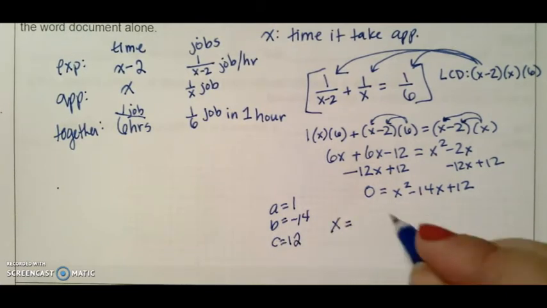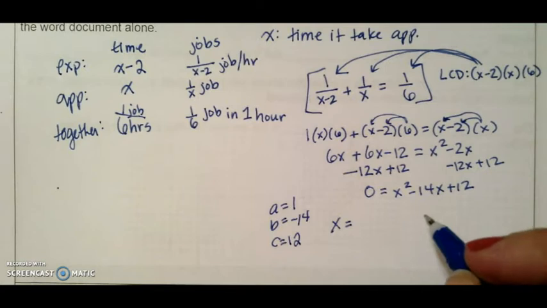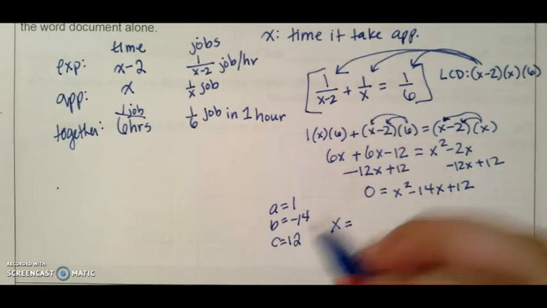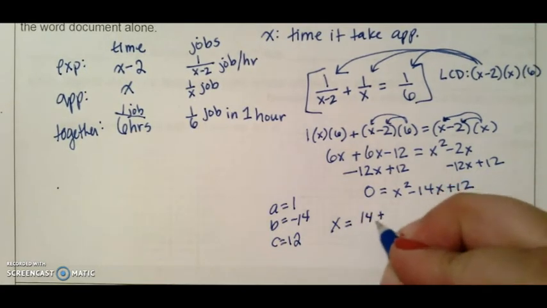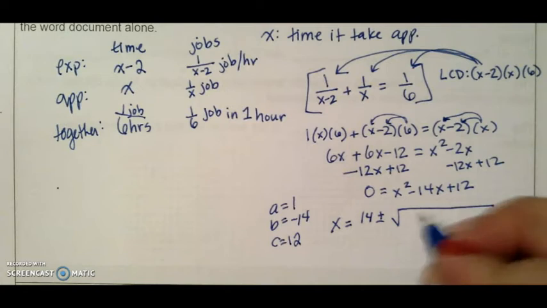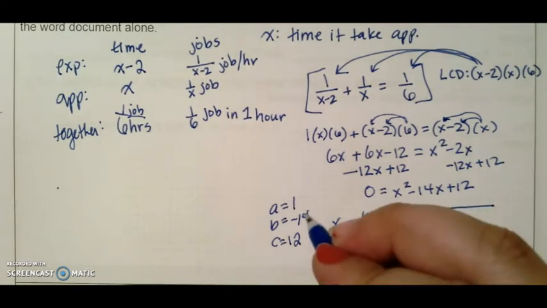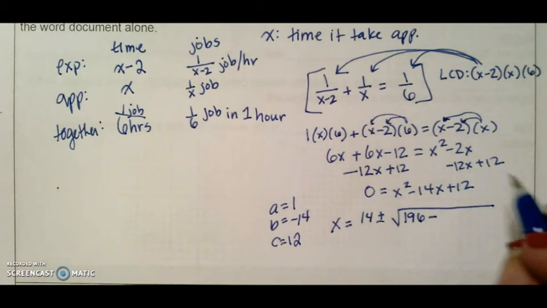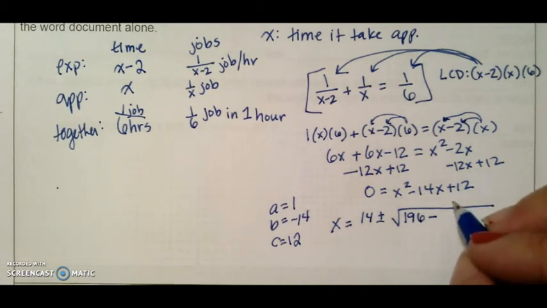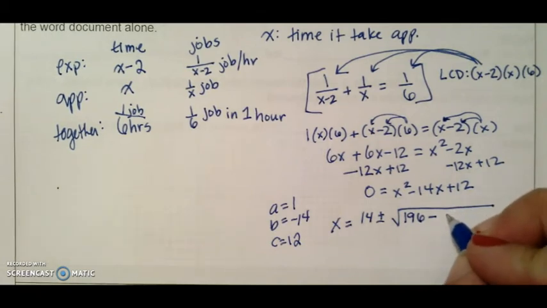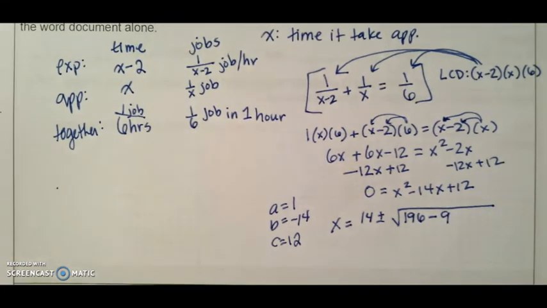X equals, I'm going to skip writing out the formula. Hopefully you have it memorized by now. So the opposite of B, 14, plus or minus the square root of 14 squared, which is 196, minus 4 times 1 times 12, which is 48.